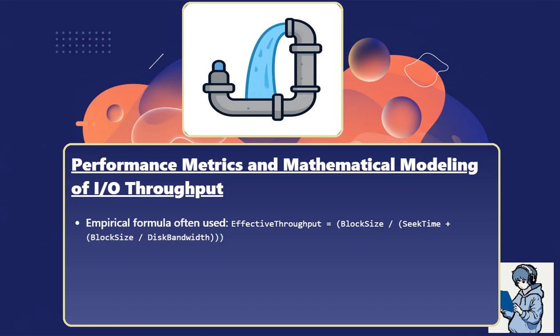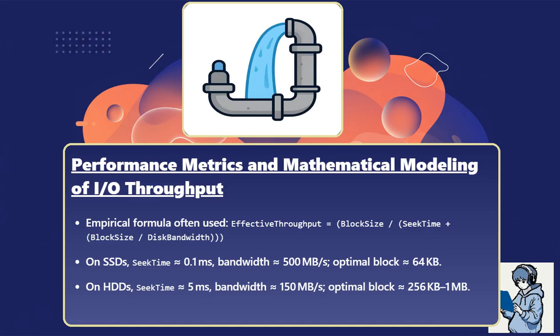Effective throughput equals block size divided by seek time plus block size divided by disk bandwidth. On SSDs, seek time approximately 0.1 milliseconds, bandwidth approximately 500 megabytes per second. Optimal block approximately 64 kilobytes. On HDDs, seek time approximately 5 milliseconds, bandwidth approximately 150 megabytes per second. Optimal block approximately 256 kilobytes to 1 megabyte.